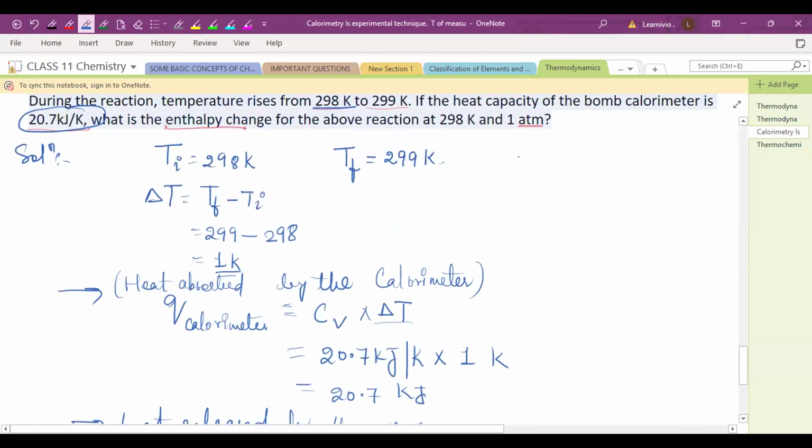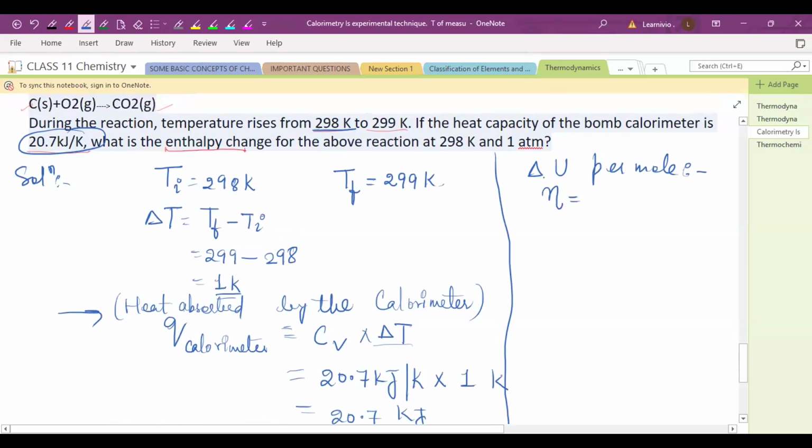Next thing, here I'm writing. Now you have to calculate delta U, delta U per mole. Because when we talk about the change delta U, we talk about the change per mole. So here you have to find the number of moles. What is the formula of number of moles if the mass is given? Sanidhi?